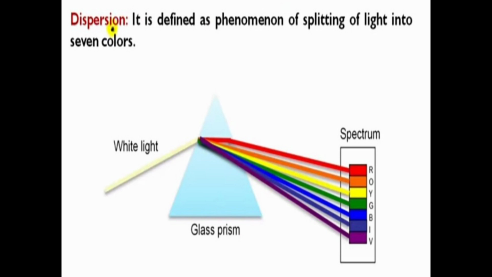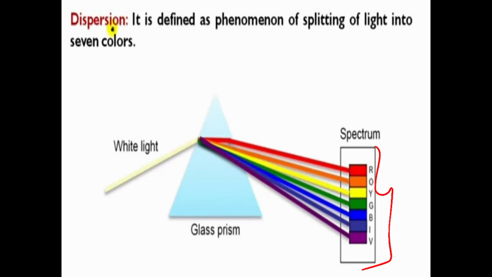Now let's study about dispersion. Dispersion basically is a phenomenon of splitting of light into 7 colors. It is the splitting of white light into 7 colors. It's just a simple phenomenon. When white light strikes a glass prism or any glass surface, it splits into 7 colors. This splitting of light into 7 colors is called the spectrum.